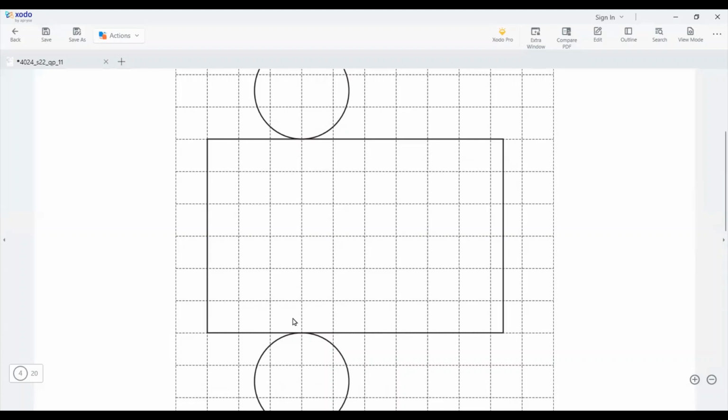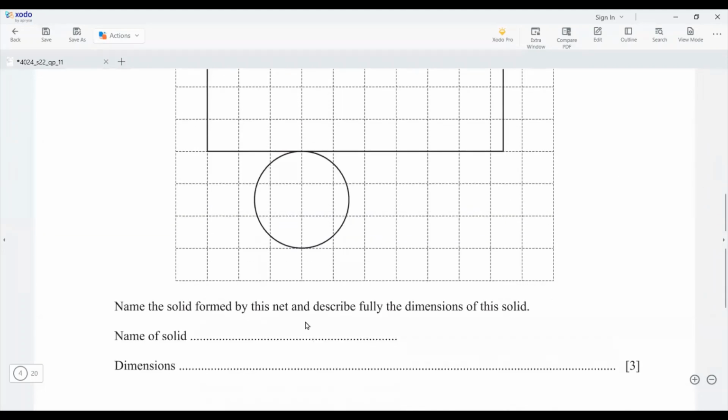This is the circle on the top and this is on the bottom. So we can figure it out. This is a cylinder. So the name of the solid is cylinder. And what else do we have to do? So we have to tell the dimensions. What dimensions are involved in a cylinder? Cylinder has 2 dimensions. One is radius, or we can say diameter. And the other one is the height.